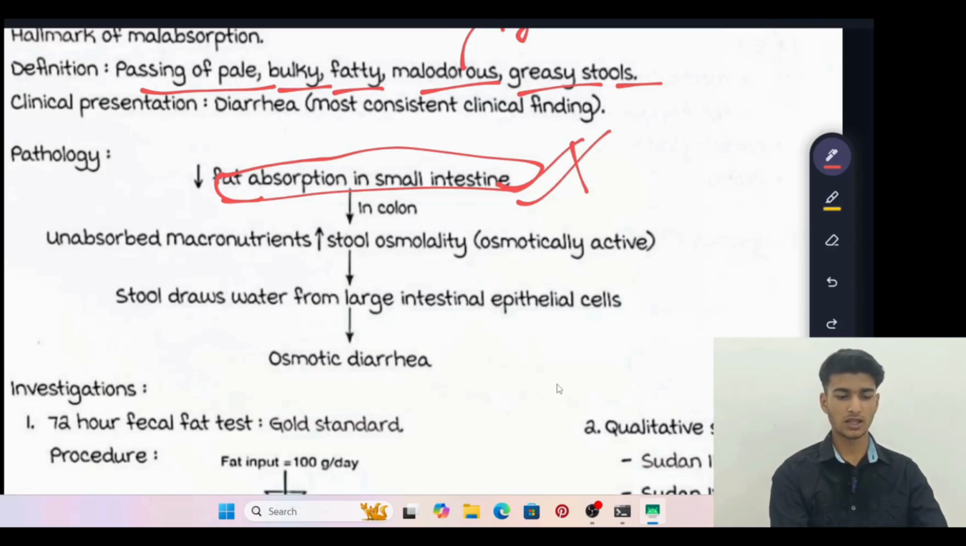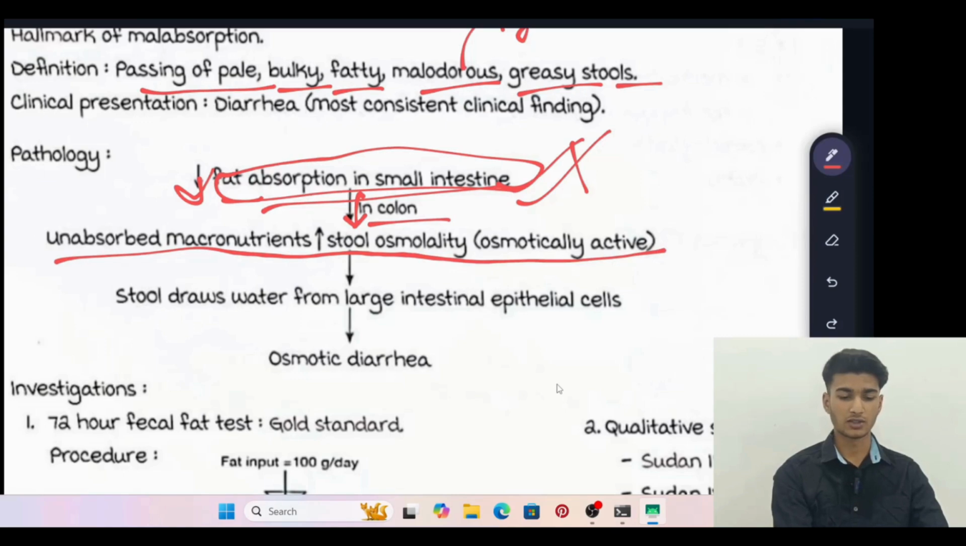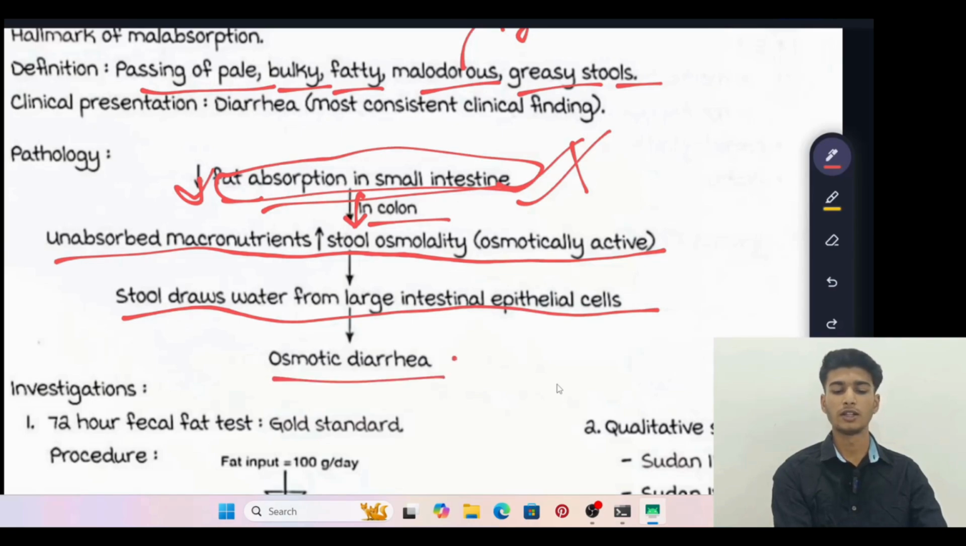So here it is the same thing that is written. If there is a decrease in fat absorption in the small intestine, it will pass into the colon. Then unabsorbed micronutrients increase stool osmolarity. When the stool osmolarity increases, it draws water from the large intestine, from the epithelial cells, and it will lead to osmotic diarrhea. So how will you identify that the person is suffering from osmotic diarrhea?